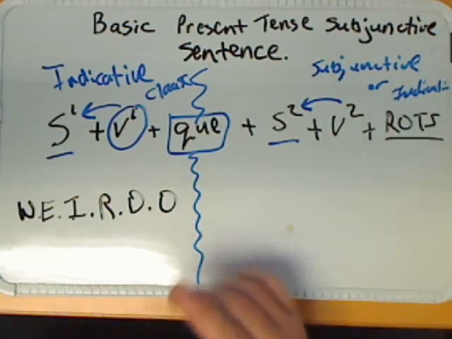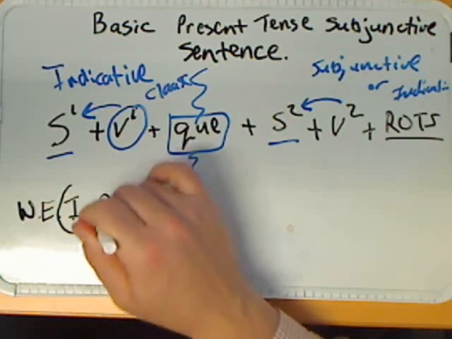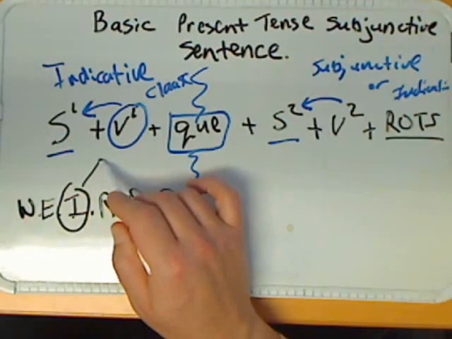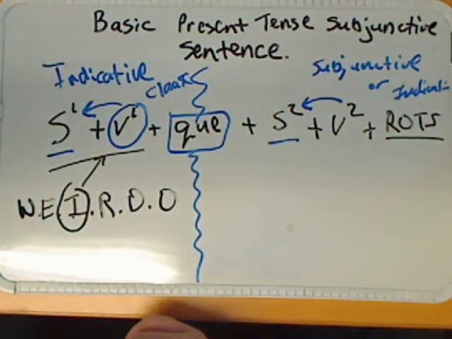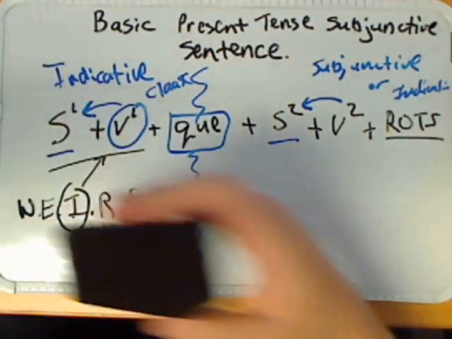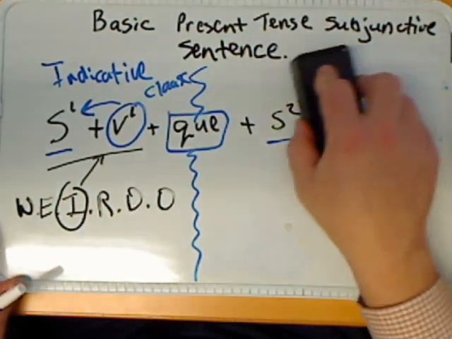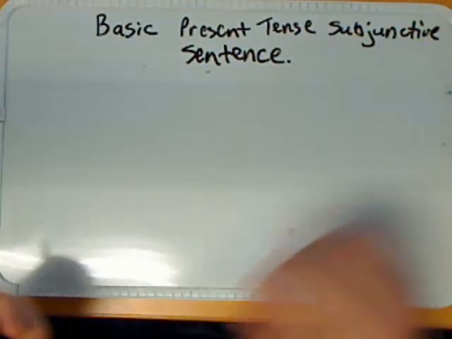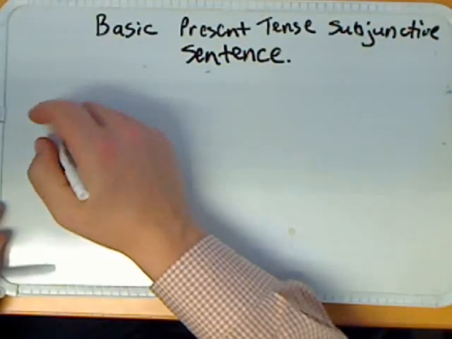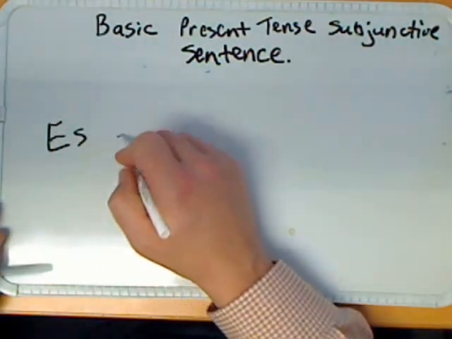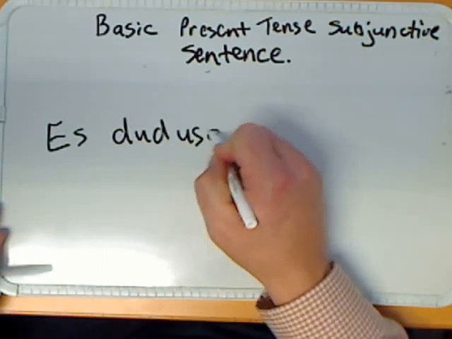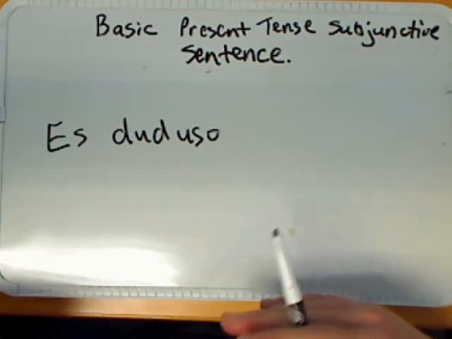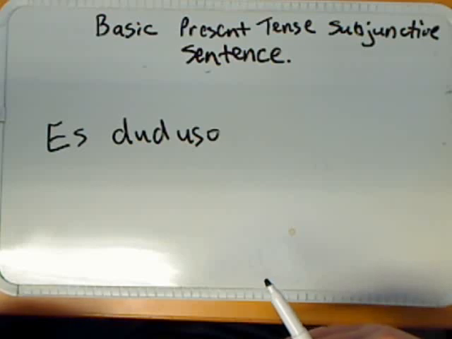Today's lesson, we're going to focus on I, impersonal expressions, when they are in the indicative clause. I'll give you one example. Impersonal expressions are those expressions that, like the name says, have no person involved in them. Es dudoso. In English, that means it is doubtful.